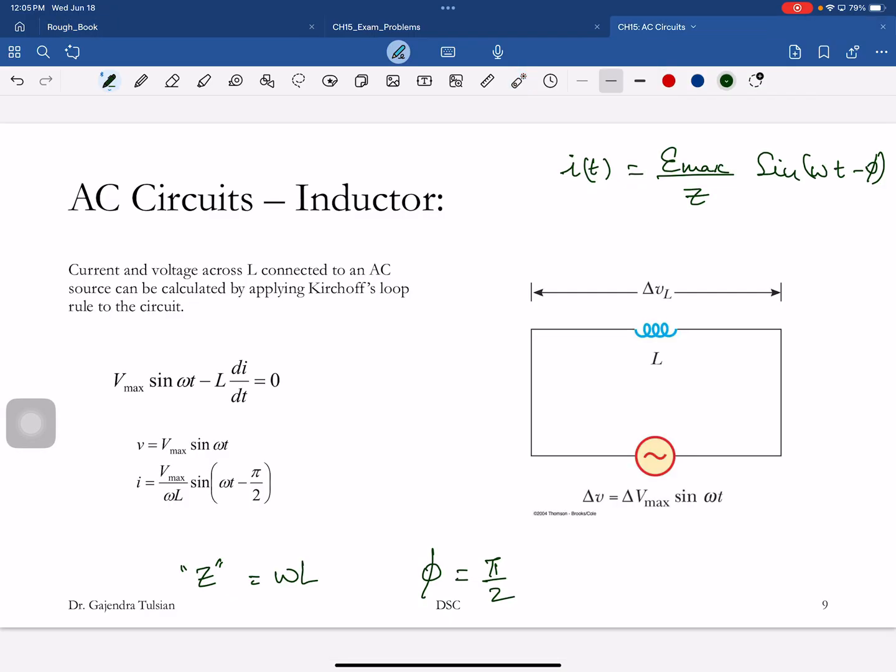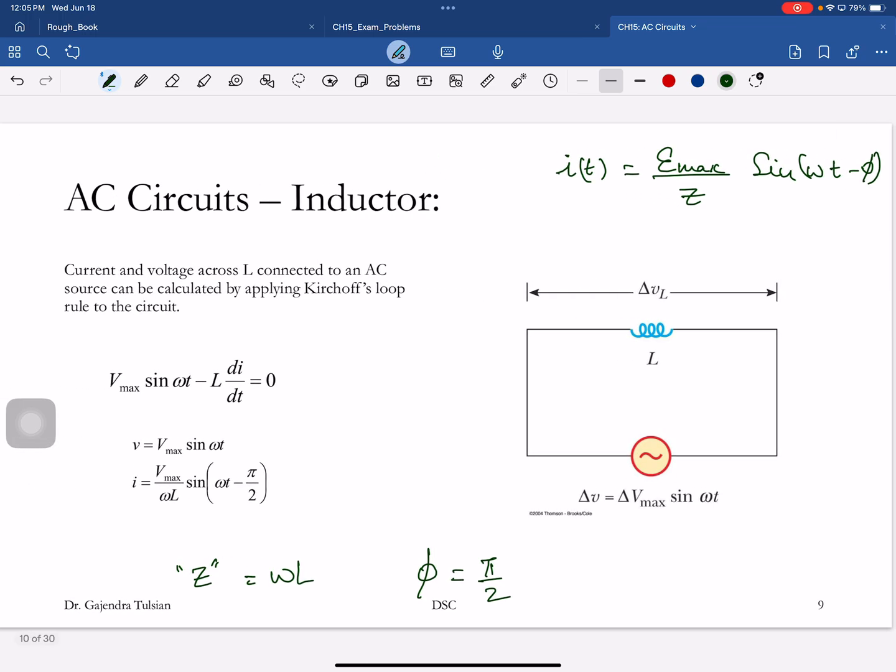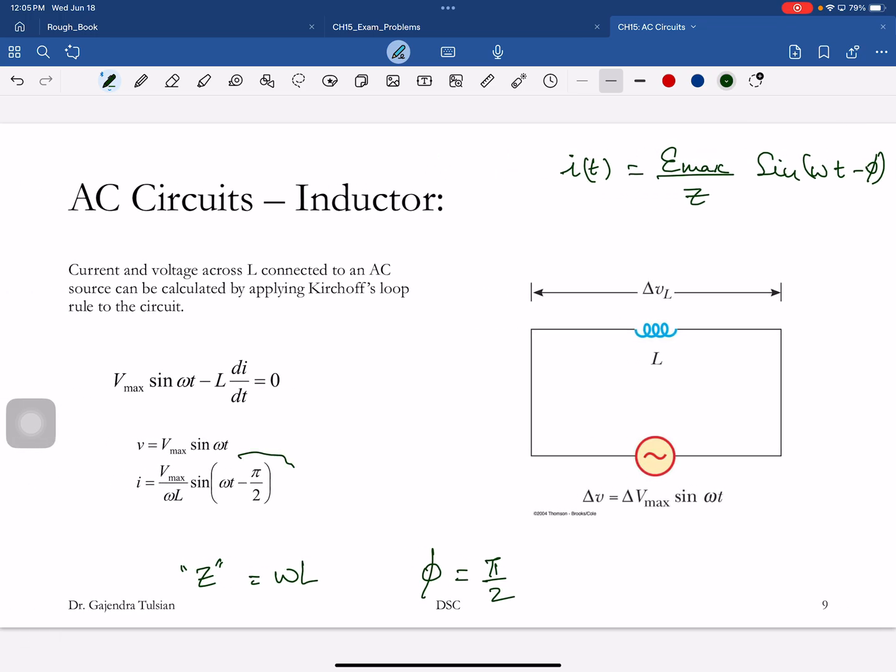So what is the next element that you're familiar with? Capacitors. Okay. By the way, let's look at this. I want to show you one more thing about this. So you can see that there's the voltage, and the current is lagging behind the voltage by 90 degrees.